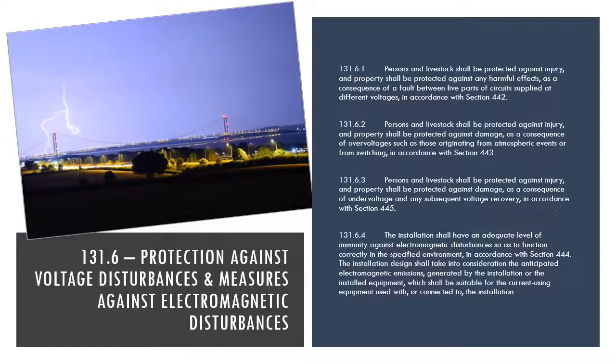We also need to protect against voltage disturbances, and we need to put measures in place against electromagnetic disturbance. So 131.6 covers things like persons and livestock shall be protected against injury, and property should be protected against harmful effects as a consequence of a fault between live parts. 6.2 atmospheric events. 6.3 subsequent voltage recovery. And 6.4 installation should have an adequate level of immunity against electromagnetic disturbance. We will be looking at that in quite a bit more depth yet.